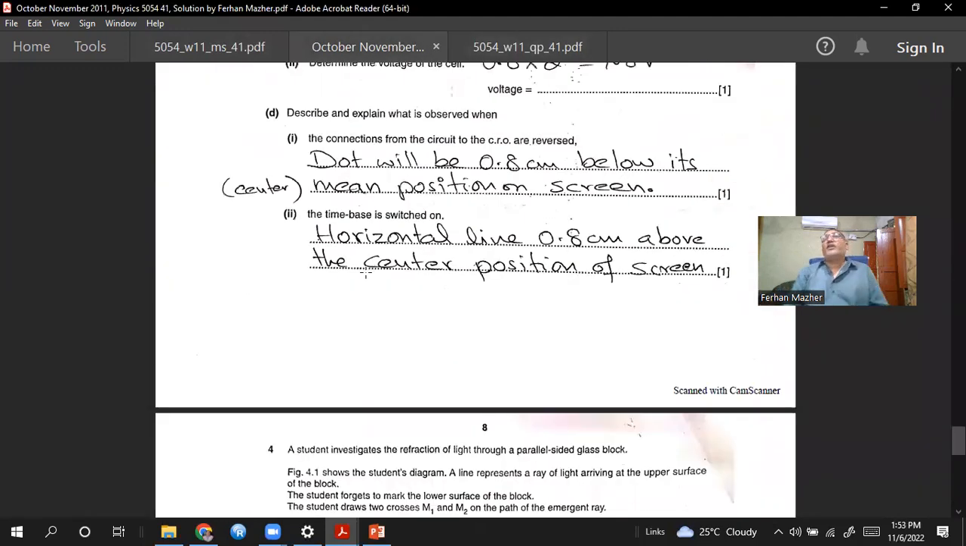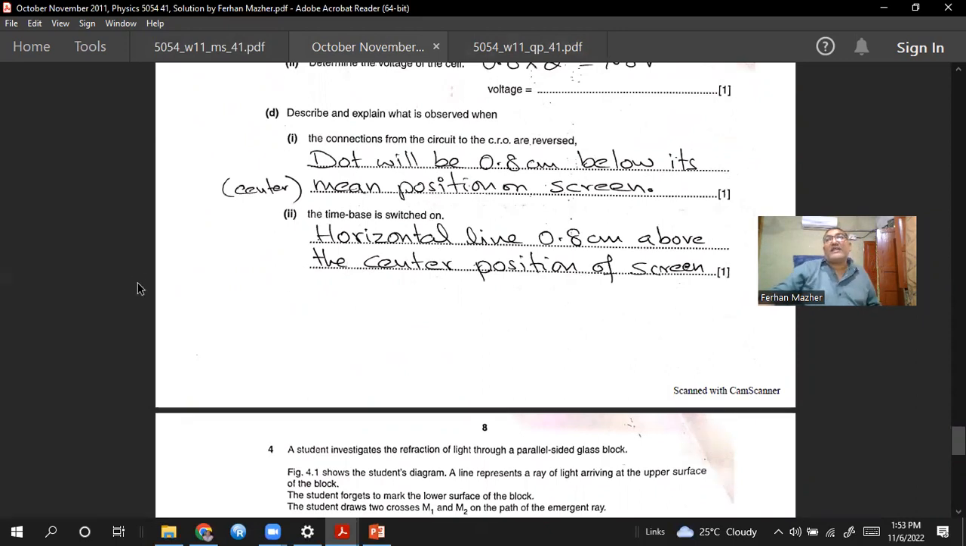The dot will be 0.8 centimeter below its mean position on the screen, because when you reverse the connection to the circuit, the graph from the mean position, instead of going up 0.8 centimeter, will go below the mean position by 0.8 centimeter.